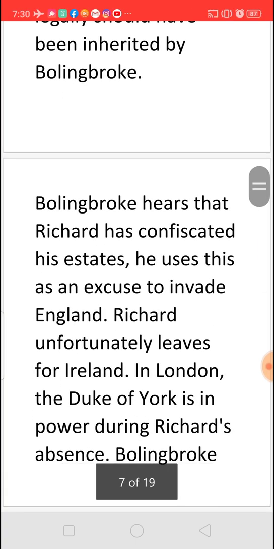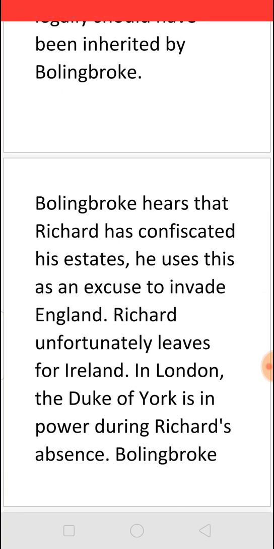Now Bolingbroke comes to know that Richard has taken away his title, the Duke of Lancaster, and also all his property, and this becomes an excuse for him to fight against England, because now he has many people to support him, because many feel that what Richard II has done is wrong. But at the same time, Richard is not in London, he is in Ireland, and the Duke of York is there in the place of Richard II, ruling England.